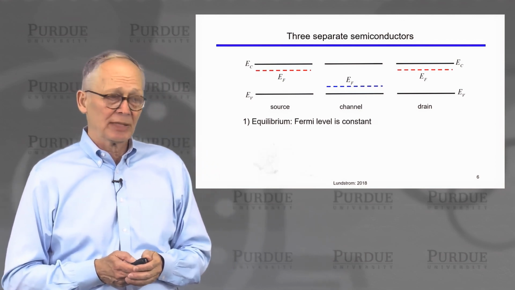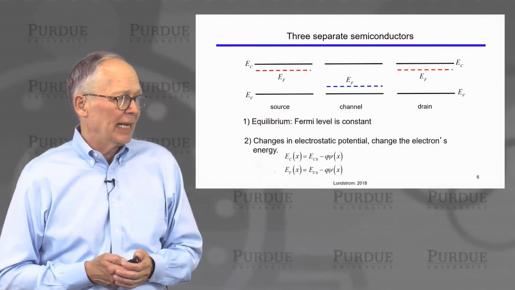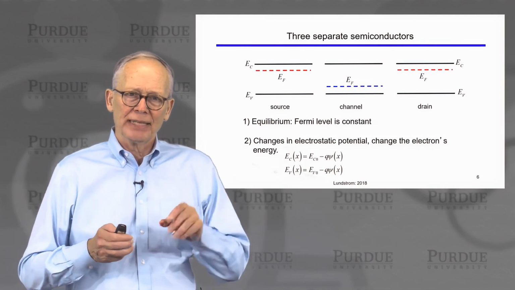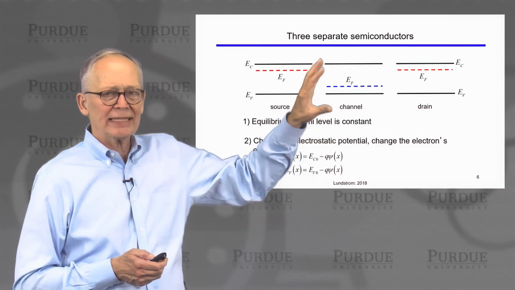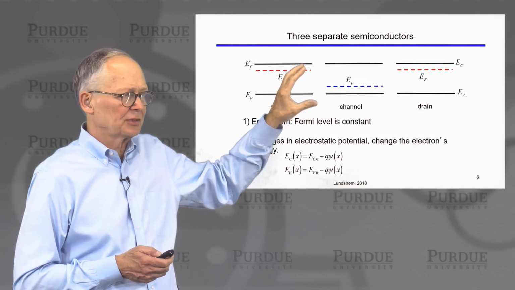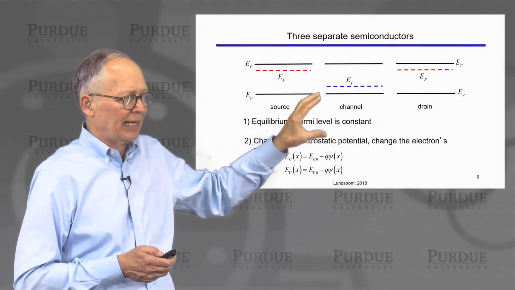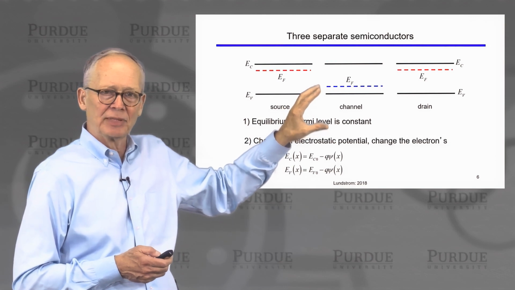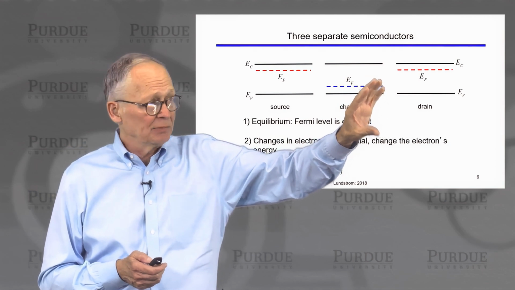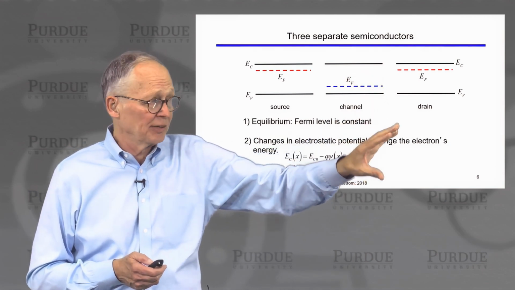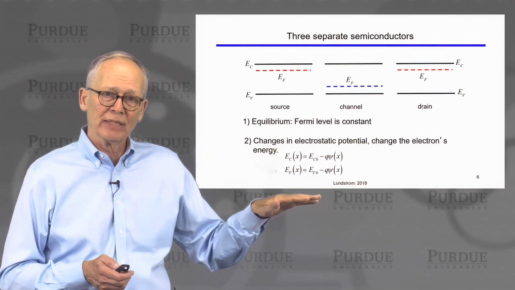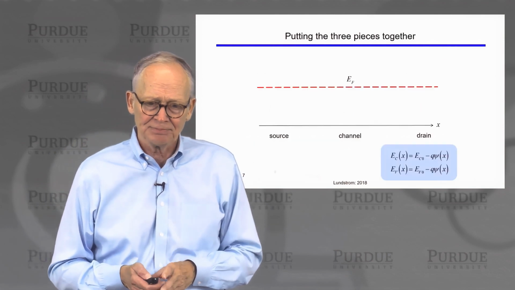In equilibrium, we know the Fermi level is constant. And we know that electrostatic potential differences move the energy bands up and down. So we can see what has to happen here. We need to develop a positive potential on the source so that we pull everything down and align its Fermi level with the Fermi level in the channel. We need to develop a positive potential on the drain so that we lower all of the energies there and we bring the Fermi levels all into alignment and we have one constant Fermi level in equilibrium.